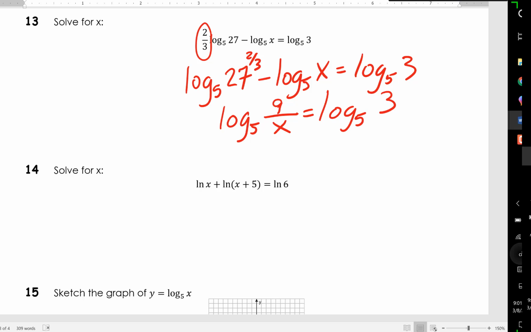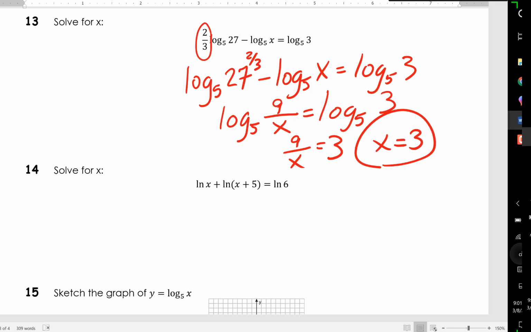If you have 2 logs with the same base and they're equal to each other, that means that their arguments have to be equal. So 9 over x is equal to 3. And so that tells me that x must be 3. And if you put 3 back into the original equation, it doesn't make any of the arguments negative, so it's perfectly fine. Number 14, you have another log equation.